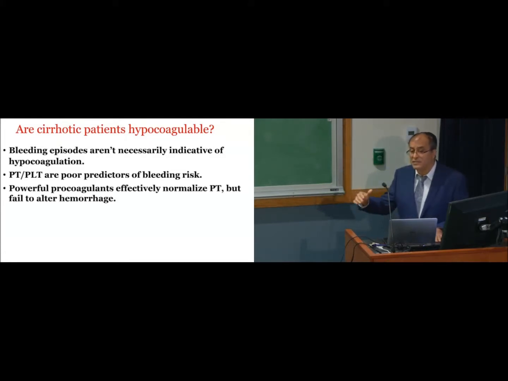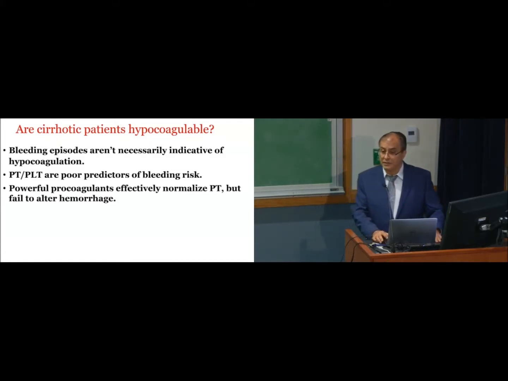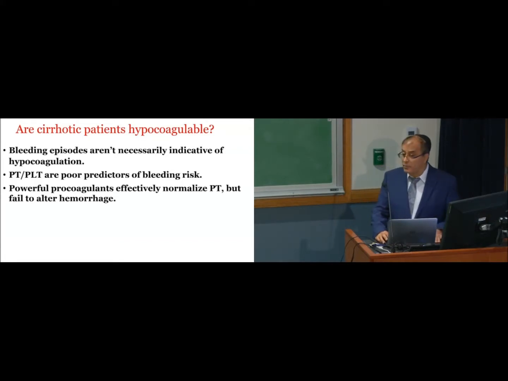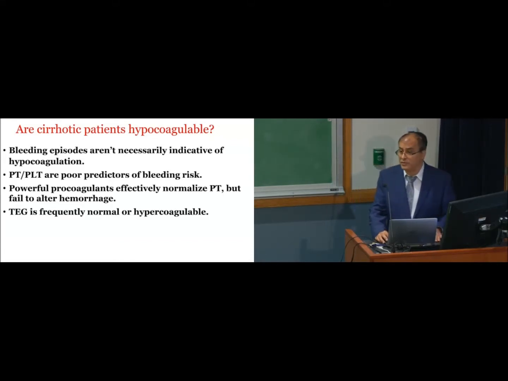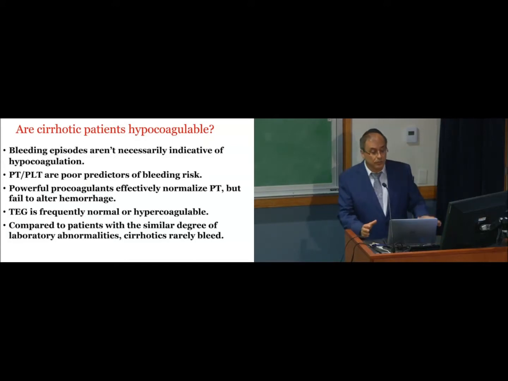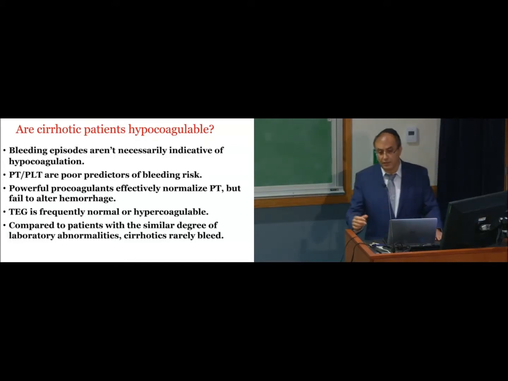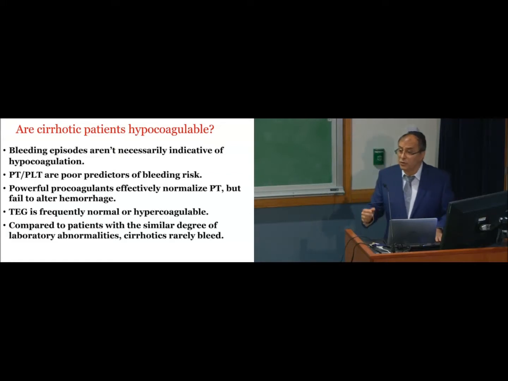Moreover, it's relatively easy to fix these values, but frequently we fail to alter the course of hemorrhage during a bleeding episode. And thirdly, TEG, probably the most comprehensive, readily available coagulation test, is frequently normal or hypercoagulable in cirrhotics, despite an INR of 2 or 3 and platelets below 50,000 or so. In comparison to known hypocoagulable states like ITP or patients with factor deficiency, cirrhotics rarely bleed even when they have a comparable degree of laboratory abnormality.